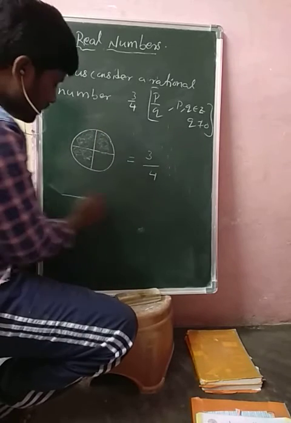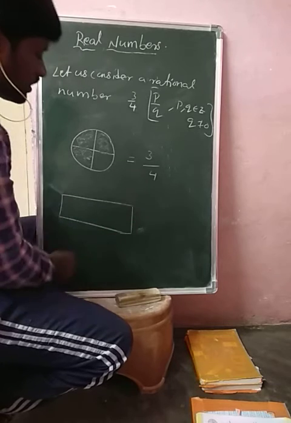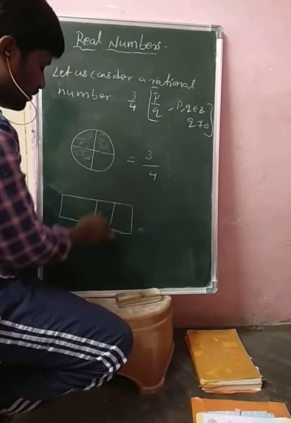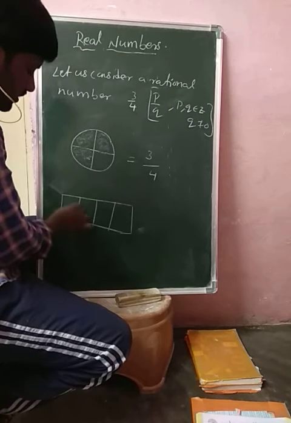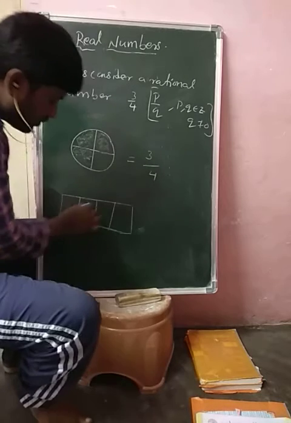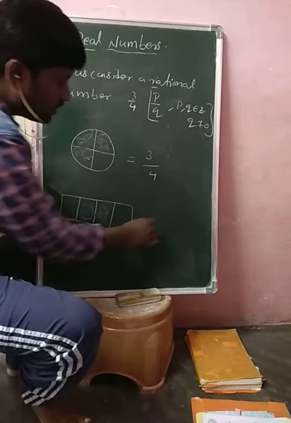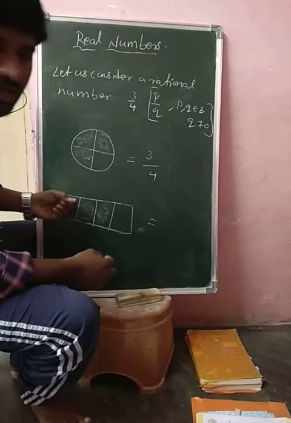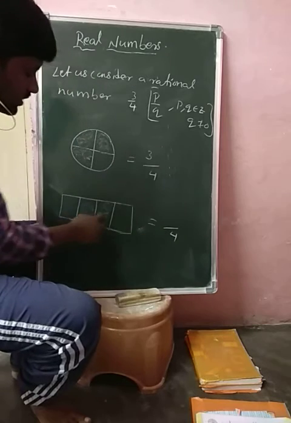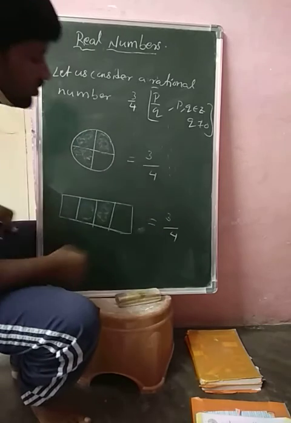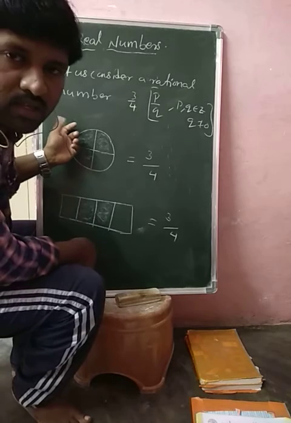Otherwise, you take a rectangular shape and divide it into 4 equal parts and shade 3 parts like this. Shade 3 parts. Then pictorially, out of 4 equal parts, 3 parts are shaded. So like this we can pictorially represent rational numbers.